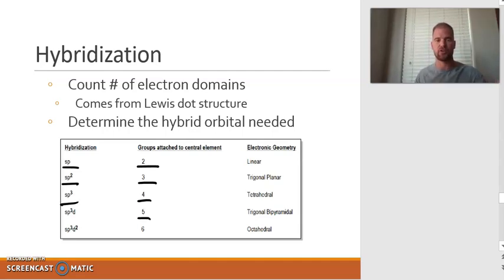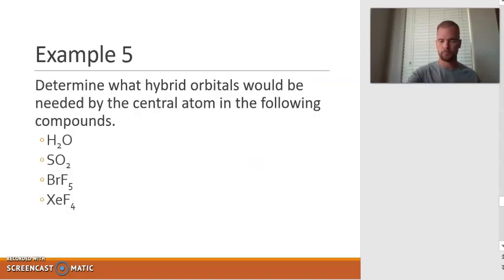Now, for 5 electron domains, you can't say sp4. There aren't 4 p orbitals. So you'd say sp3d. And then finally, 6 electron domains would need an sp3d2. Like I said, that's as high up as it goes. There's no 7 electron domains. So sp3d2 is the highest hybrid orbital that you would need. All right. Let's do some examples.